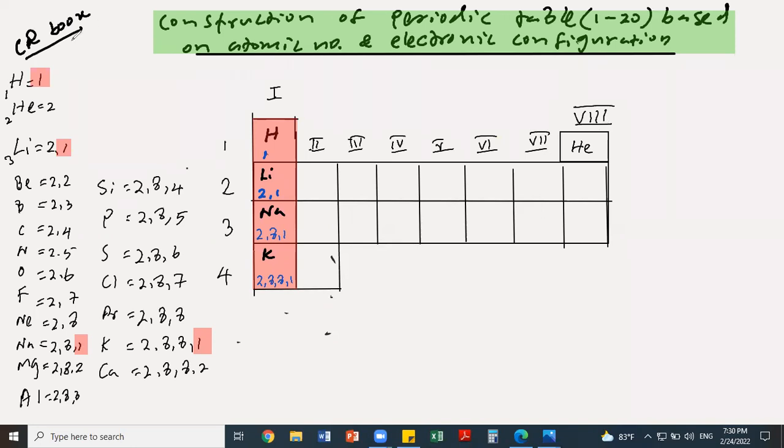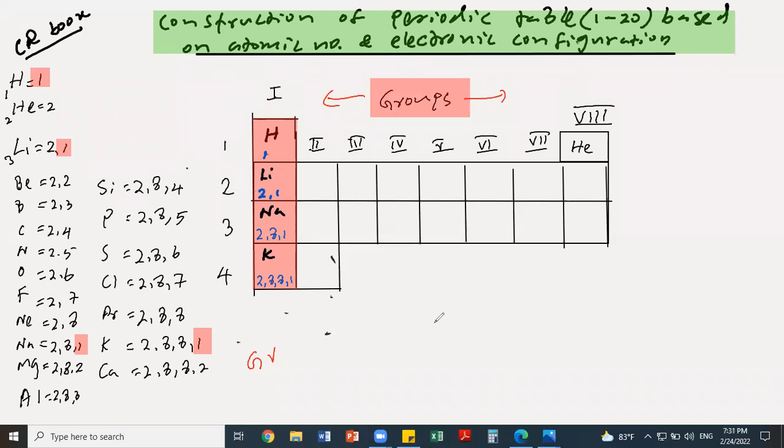Please write down this group number in your book. These vertical columns are called groups. What are these vertical columns called? Groups of the periodic table. What are groups? The vertical columns. How many groups are there? There are 8 groups.